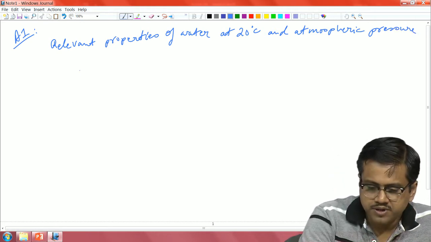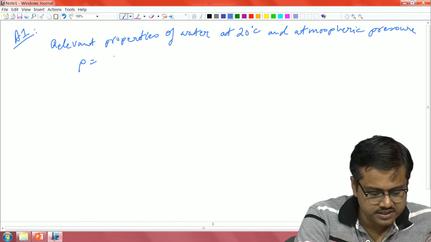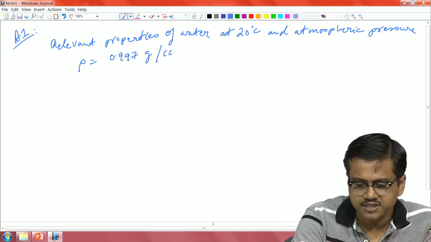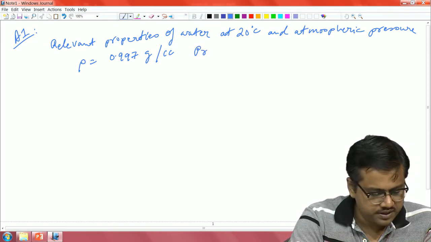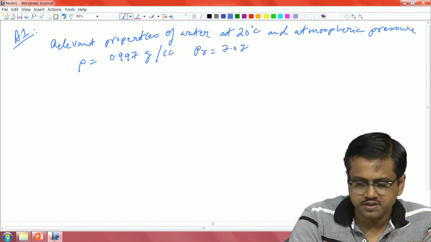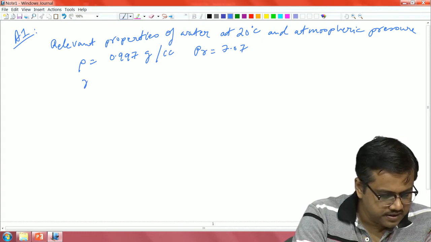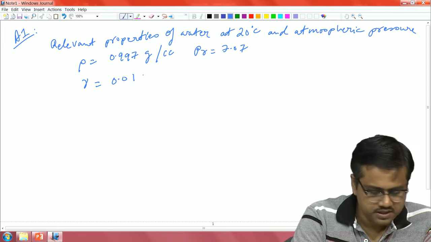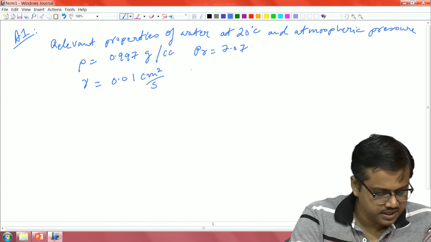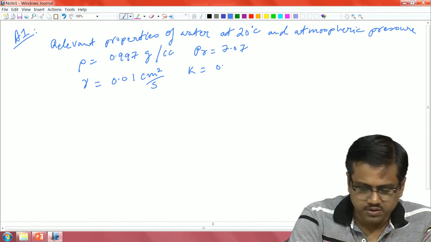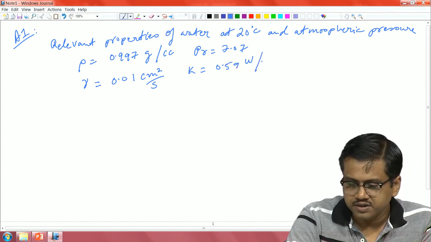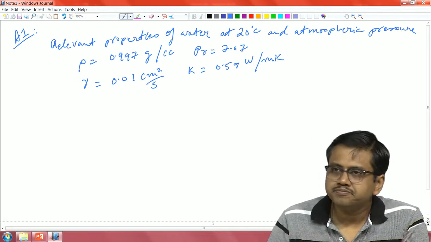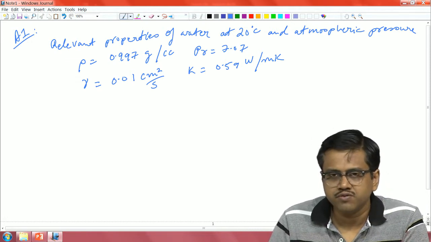Some of the properties: rho, for example, is coming out to be about 0.997 gram per cc. Prandtl number is about 7.07. The kinematic viscosity is about 0.01 centimeter square per second. K is about 0.59 watt per meter Kelvin. So, that is in general the properties of water.